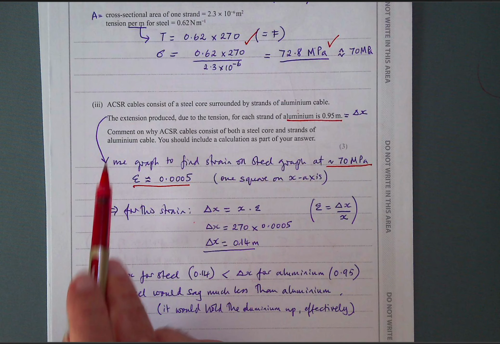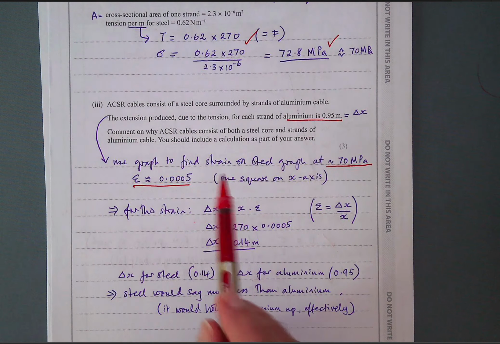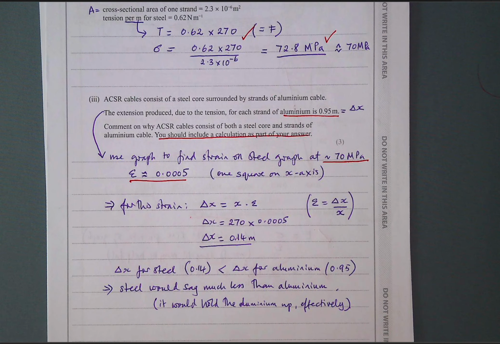So the question was to comment on why you use both. They don't want you to just pluck it out of thin air. They say that you should include a calculation. That means they don't want you to just hazard a guess. They want you to prove why they do that. You can see the steel is much, much stronger. It doesn't stretch. So it will basically hold the cable up. The steel is the strong part of it.